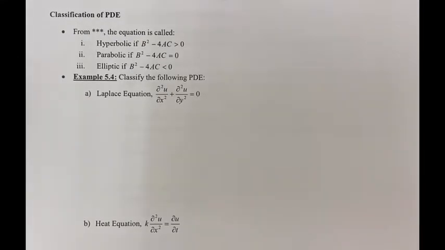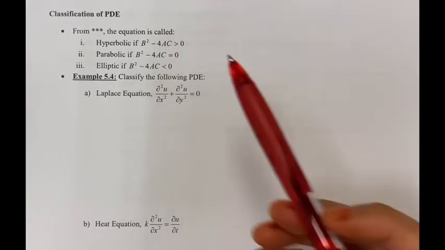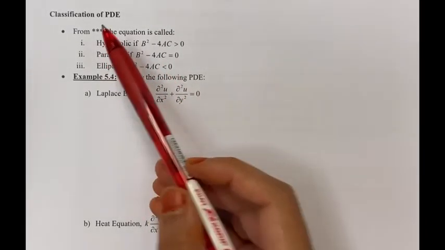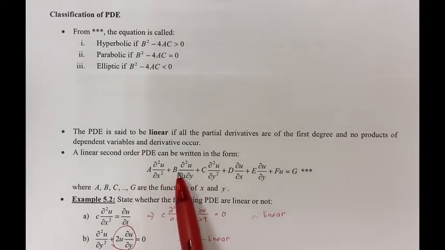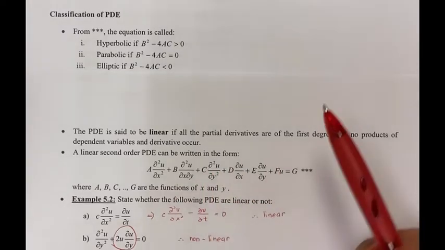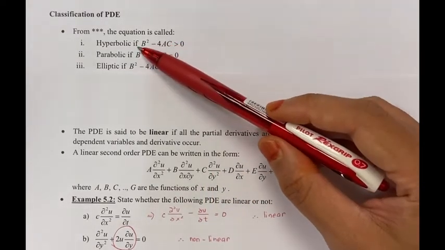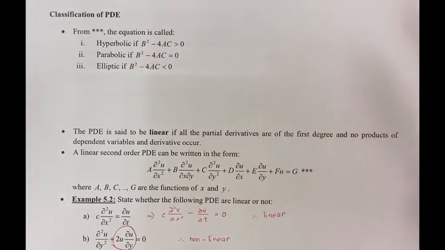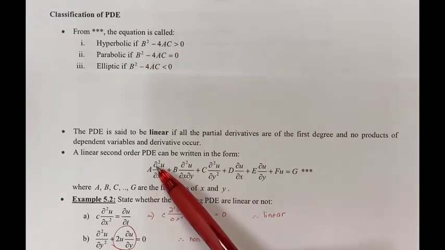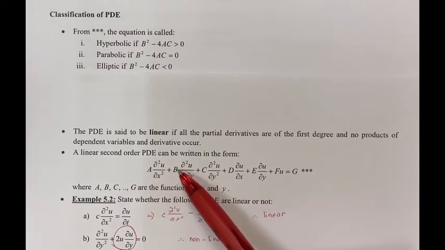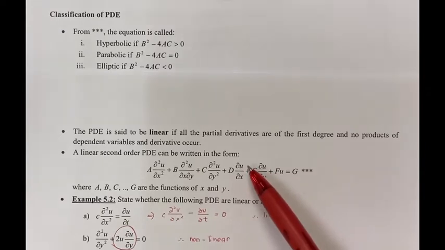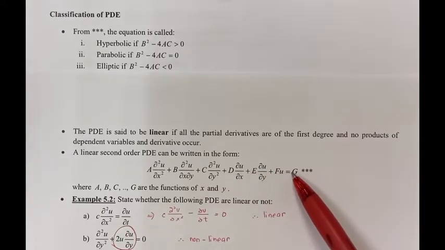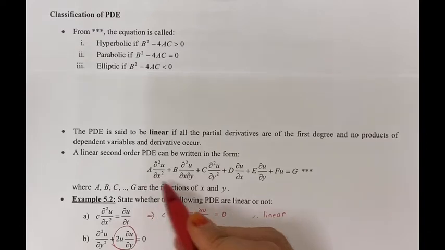And again, for classification of PDE, we refer to the general form of second order. So you know what A, B, and C are. From A, B, and C, we can classify the PDE, whether it is hyperbolic, parabolic, or elliptic. A, just focus on del square u over del x square. B is for del square u over del x del y. And C for del square u over del y square. Just ignore what D, E, F, and G are. Just focus on these first three terms.